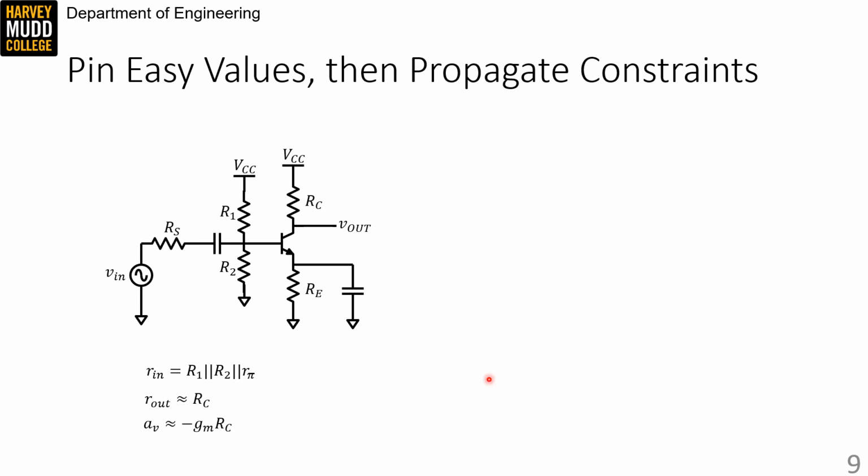For convenience, I've included the Rin, Rout, and AV of this amplifier down at the bottom of this slide. Rout and AV are the standard expressions for a common emitter, and I've modified Rin to reflect that our bias network falls in parallel with RPi, which is the small signal impedance seen from the base. So looking in here.